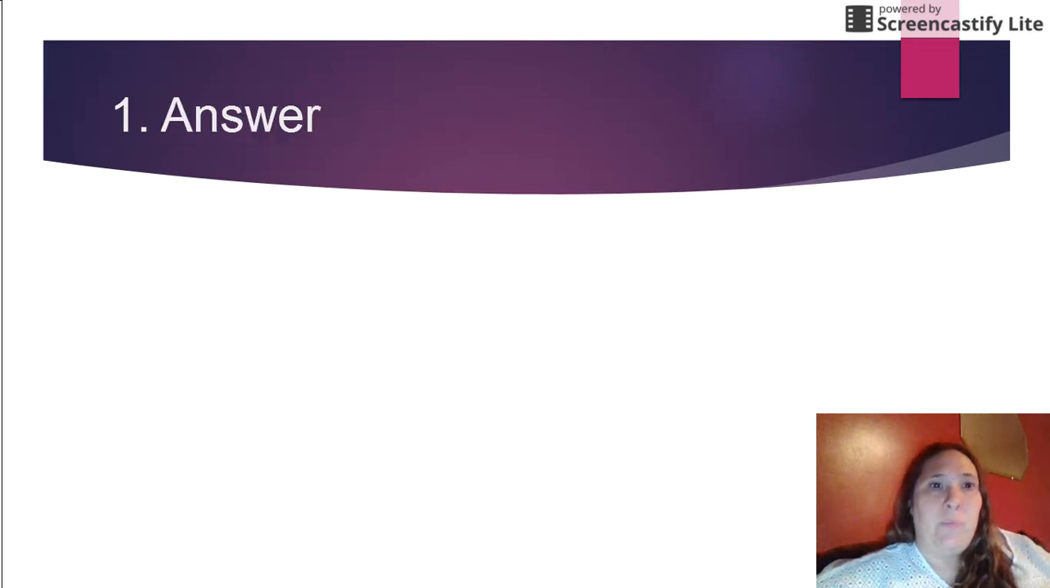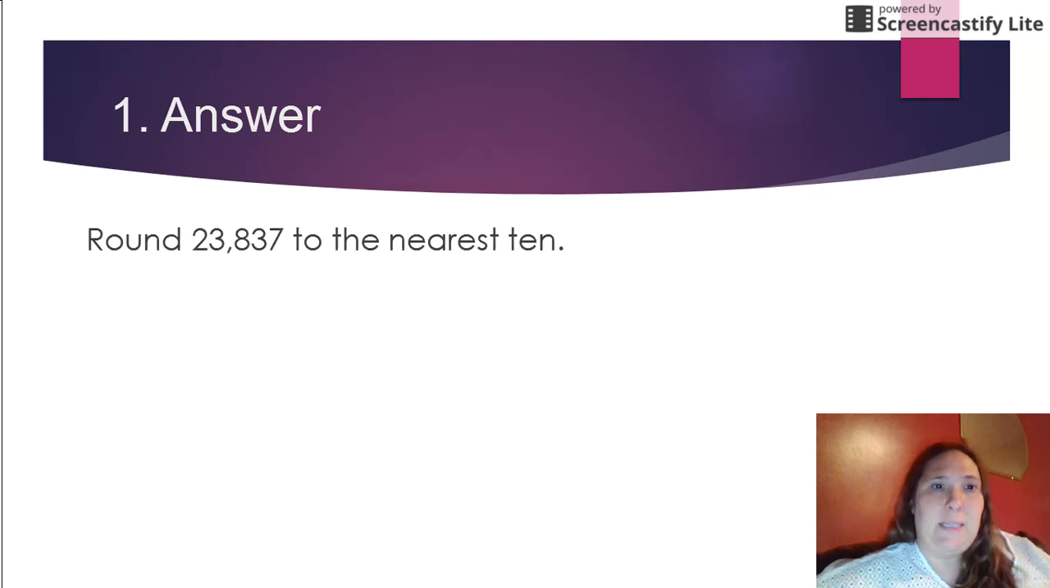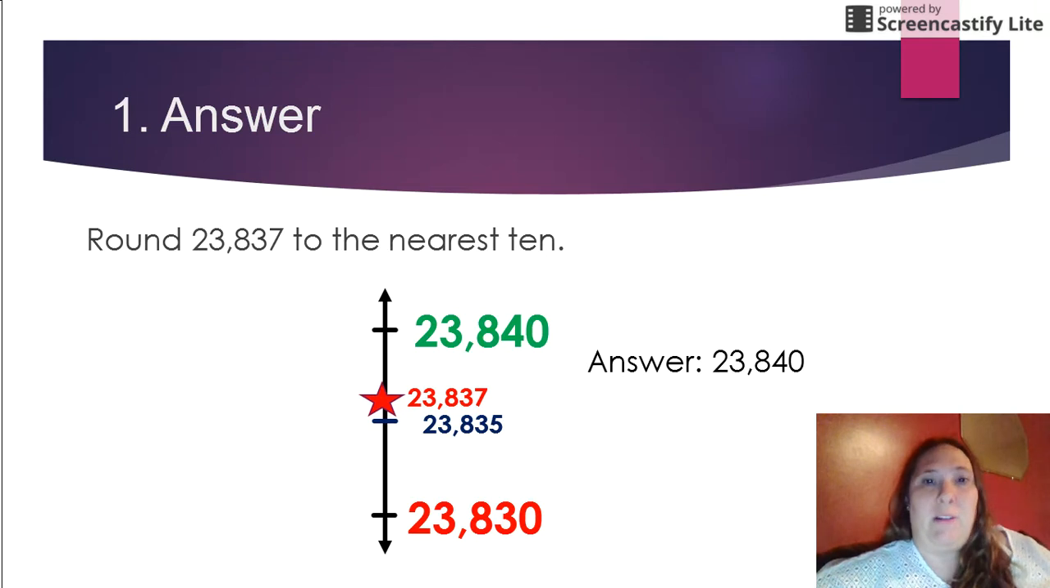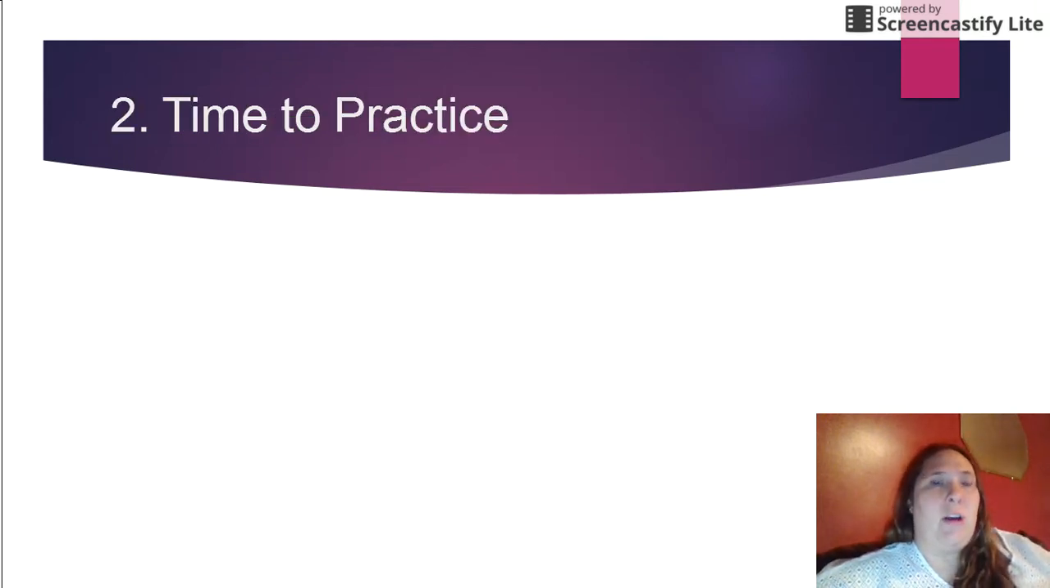Your answer should look something like this. When you're rounding 23,837 to the nearest 10, you're going to draw a number line that should look something like this and place your number about here, which would give your answer of 23,840. Notice that we are rounding to the nearest 10 this time. Here's another question that you can practice with. Make sure you pause the video and work the problem.